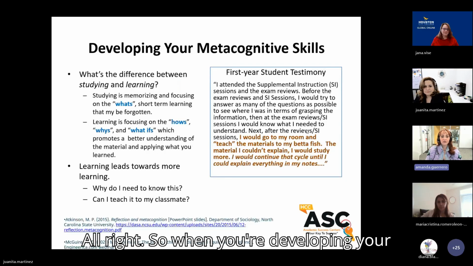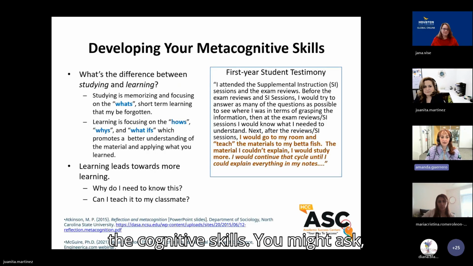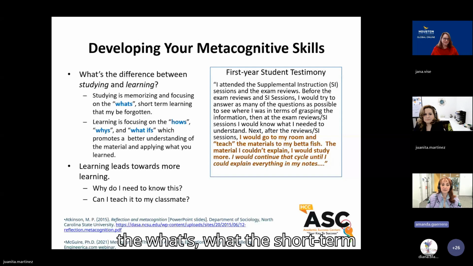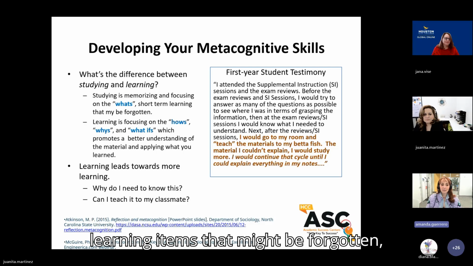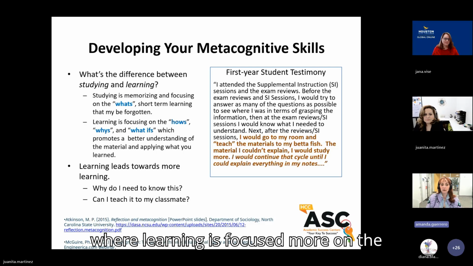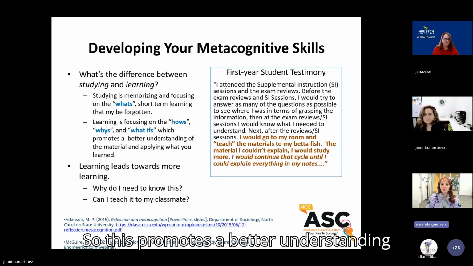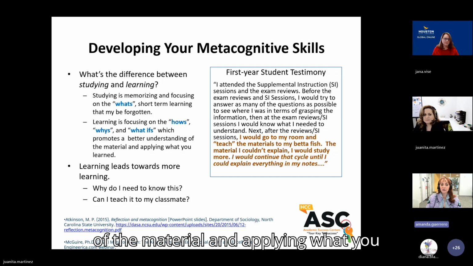All right, so when you're developing your metacognitive skills, you might ask, well, what's the difference between actually studying and learning? Studying is memorizing and focusing on the what, the short-term learning items that might be forgotten, where learning is focused more on the hows, the whys, and the what ifs. So this promotes a better understanding of the material and applying what you learned.